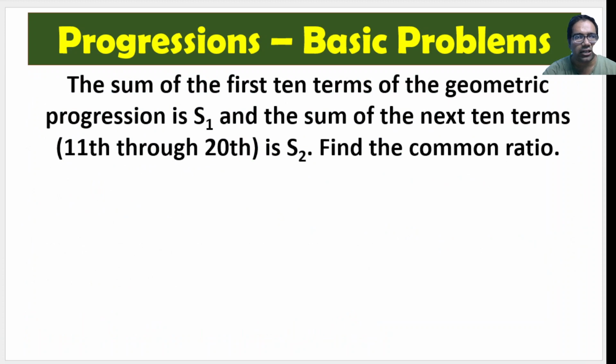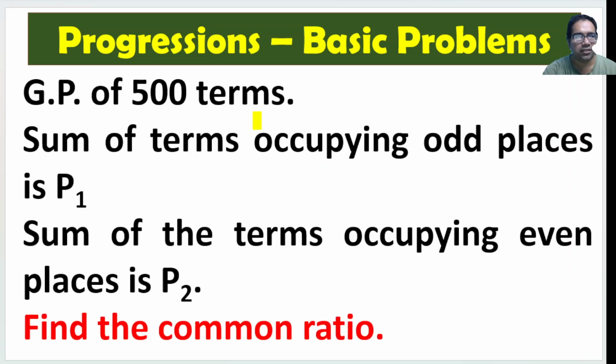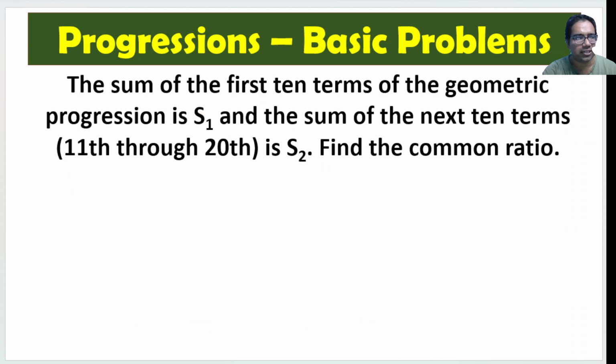We have another related problem here. In this case, the sum of the first 10 terms of the geometric progression is S1, and the sum of the next 10 terms, that is 11th term to 20th term, is S2. Find the common ratio. In the earlier case, it was about terms occupying even and odd places. Now it is first 10 terms and next 10 terms. This is also a pretty straightforward problem.